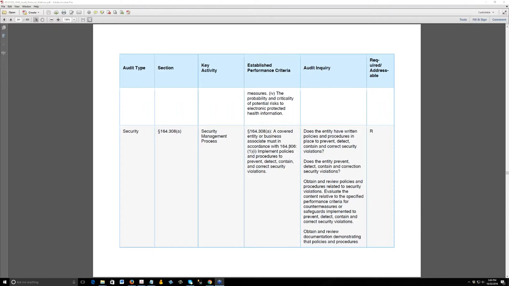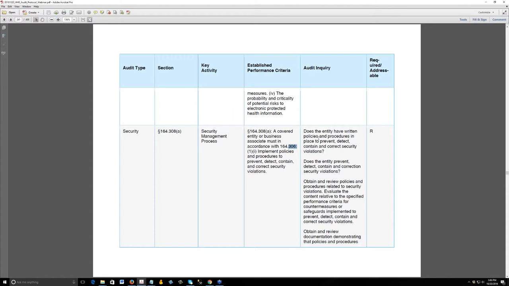must, in accordance with 306, which is the flexibility general principle, implement policies and procedures to prevent, detect, contain, and correct security violations, okay? That's the standard, and then there are implementation specifications. There's actually four of them, and they tend to dominate and swallow the rule. What are they? Well, the first one is a risk assessment.